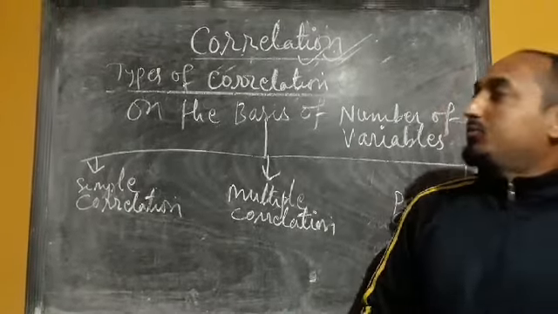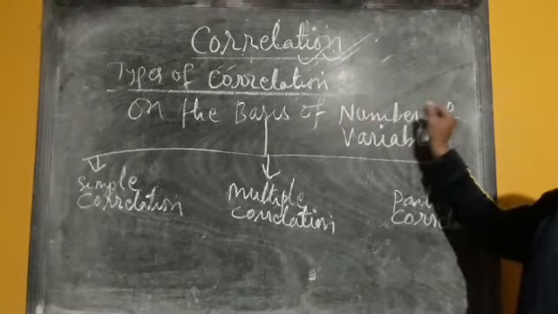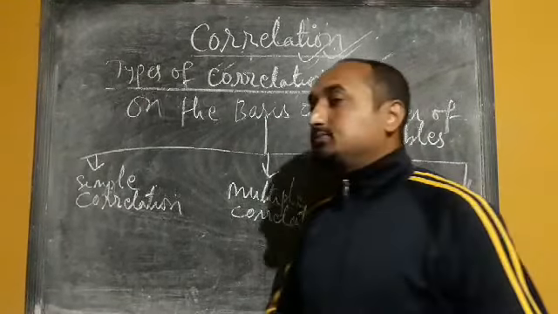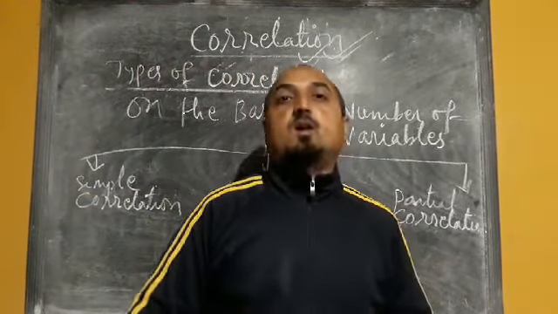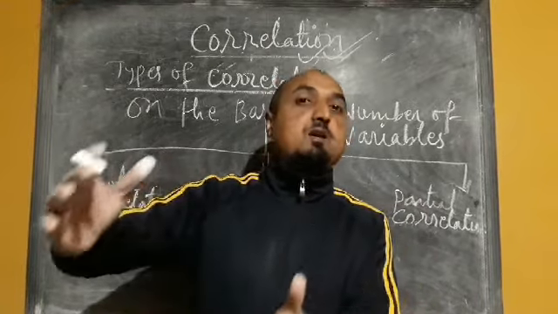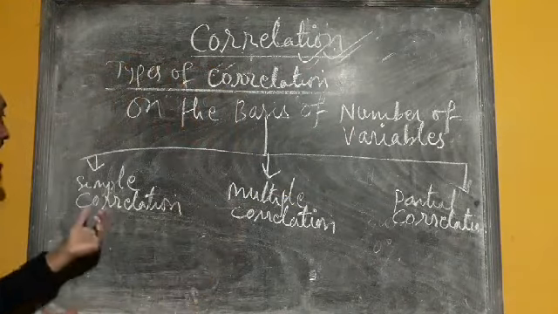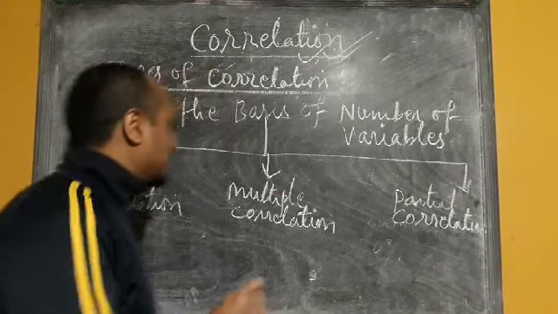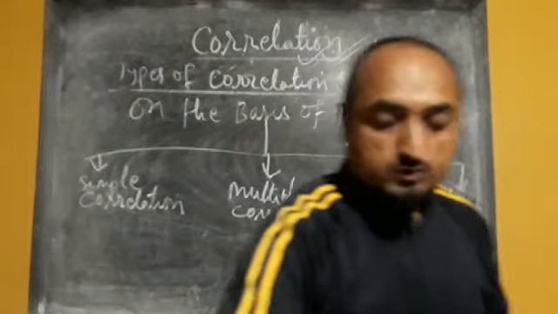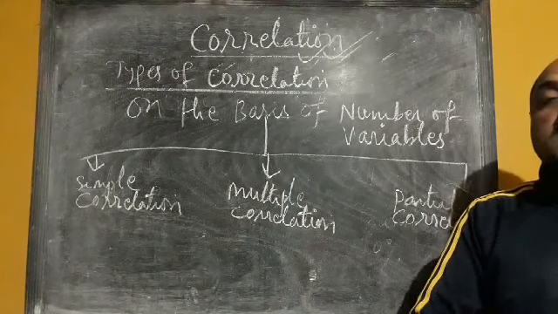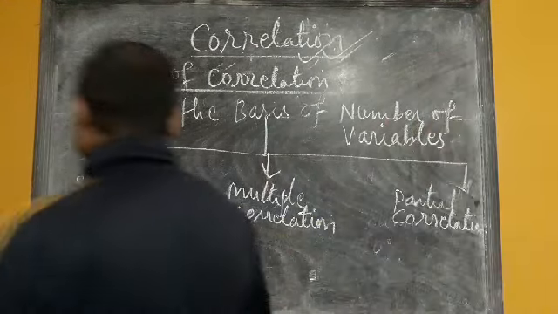Okay, so next type of correlation can be classified on the basis of number of variables. Number of variables means the variables may be 2, maybe 3, more than 3, maybe 2 with some of the variables considered as constant. So I will explain different types of this correlation. First, let's consider simple correlation. In the case of simple correlation, it shows the change in one variable and the value of the other variable.